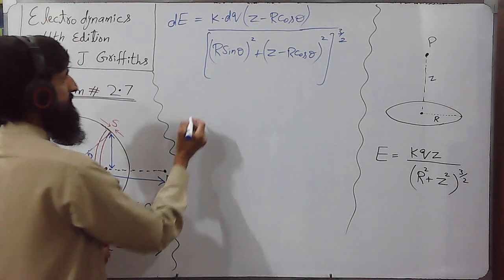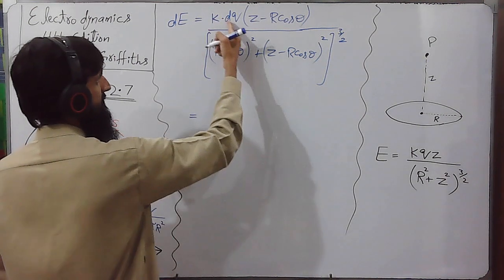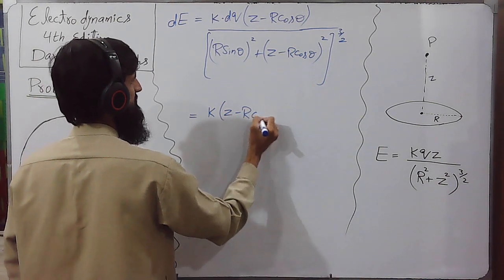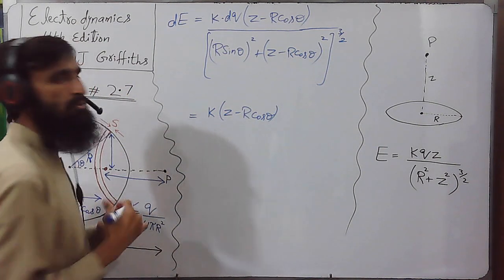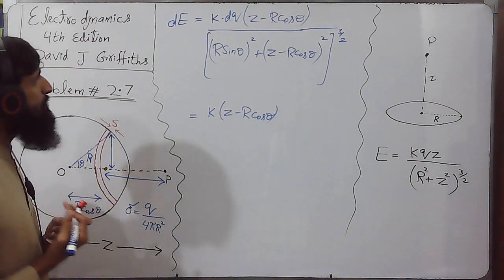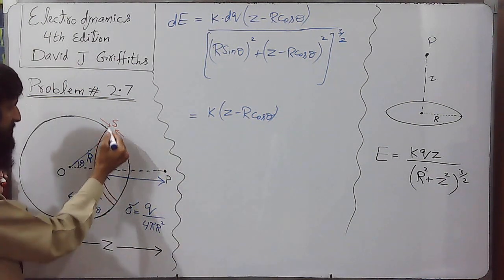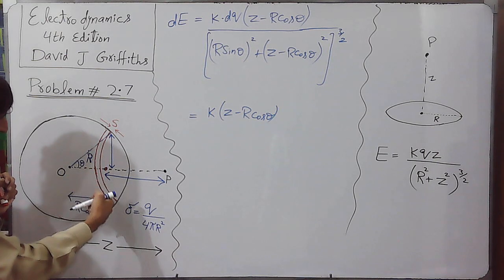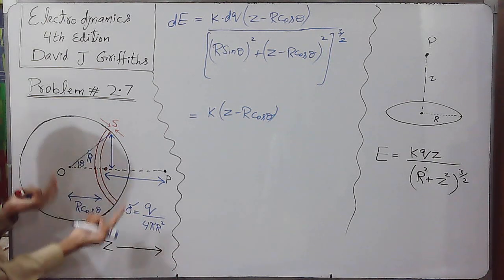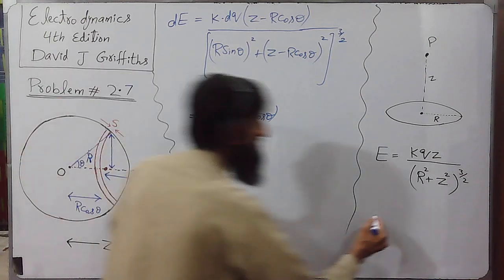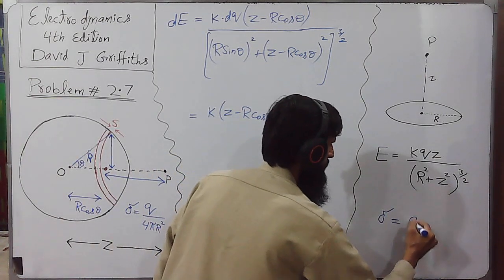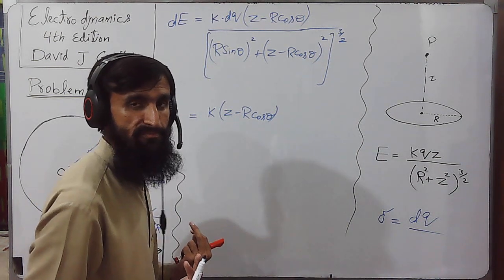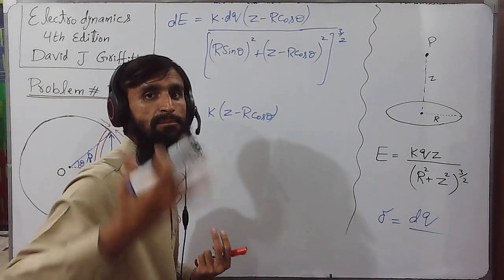Is it clear? Now in the next step we will replace this dq by what? K times (Z minus r cos theta), and what will this dq be? dq is the amount of charge on this loop, and the charge density of this loop will also be sigma. That charge density, if we calculate, will be equal to the amount of charge on the loop divided by the area of the loop, and area is always length multiplied by width.